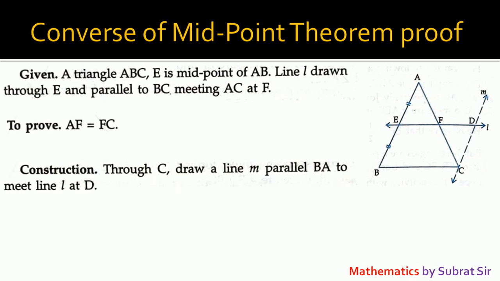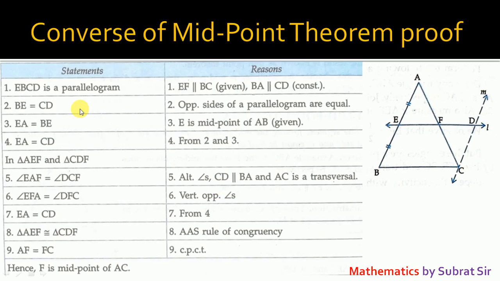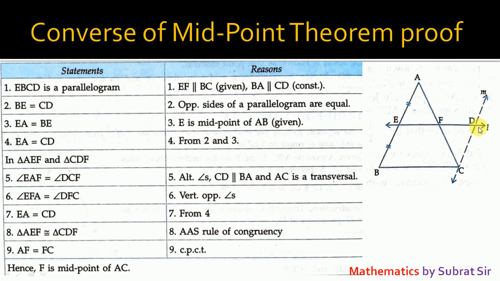We have to do some construction like this. Through C, we have to draw a line, which is line M, which is parallel to AB. This line we have to draw parallel to AB, and the secondary line L meets the line M at the point D. Okay. So then for proof, what you have to do? So here this EBCD is a parallelogram, because this is given, and this is given, and this we have constructed. So this is a parallelogram.